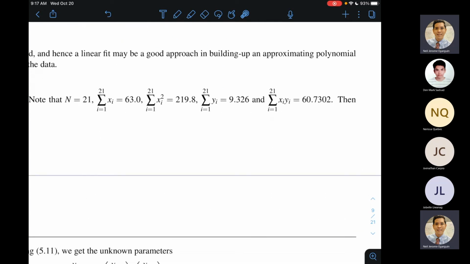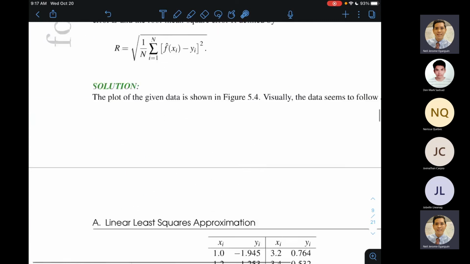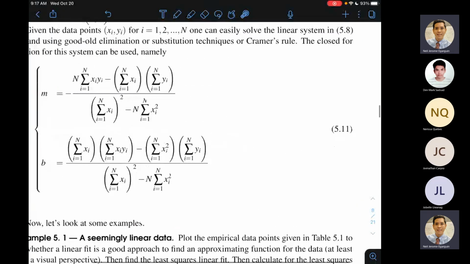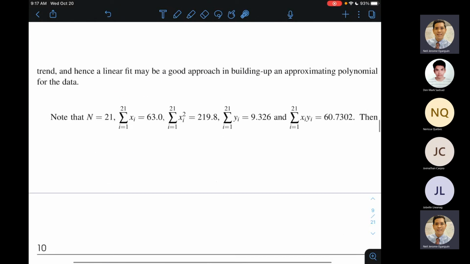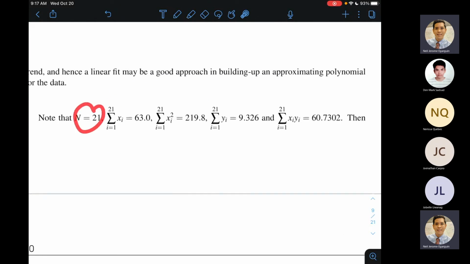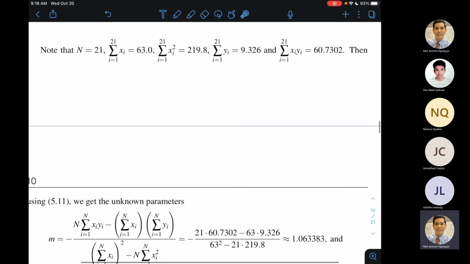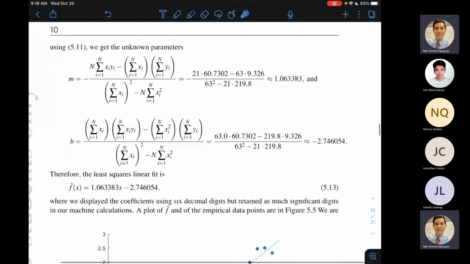Compute what you need in formula 5.11. Get the ingredients needed to compute M and B using this empirical data. Given the x_i's and the y_i's, N is 21, the number of points. The sum of the x_i's is 63. The sum of the x_i squared is 219.8. The sum of the y_i's is 9.326. The sum of the products is 60.7302. Then I'll use this information in equation 5.11 to get M and B. Now M and B are given approximately by these.